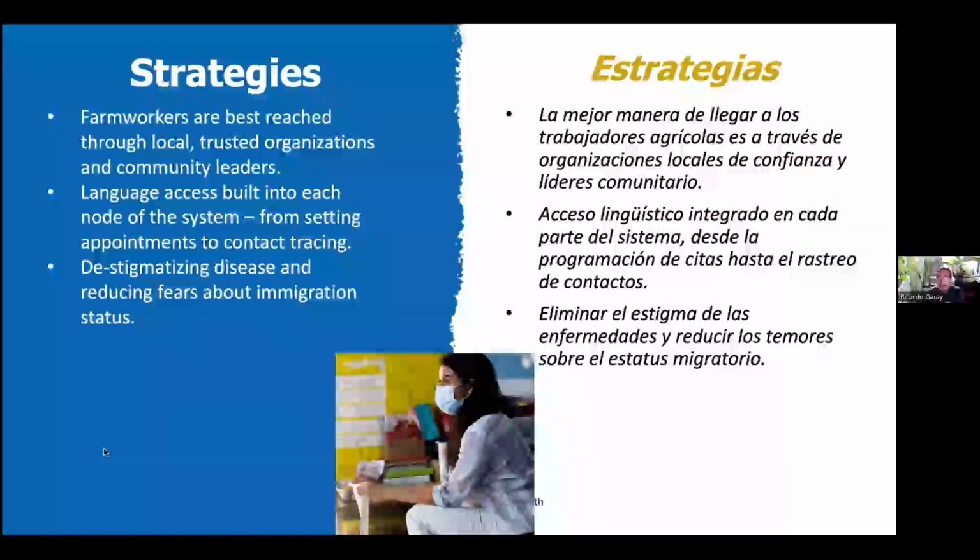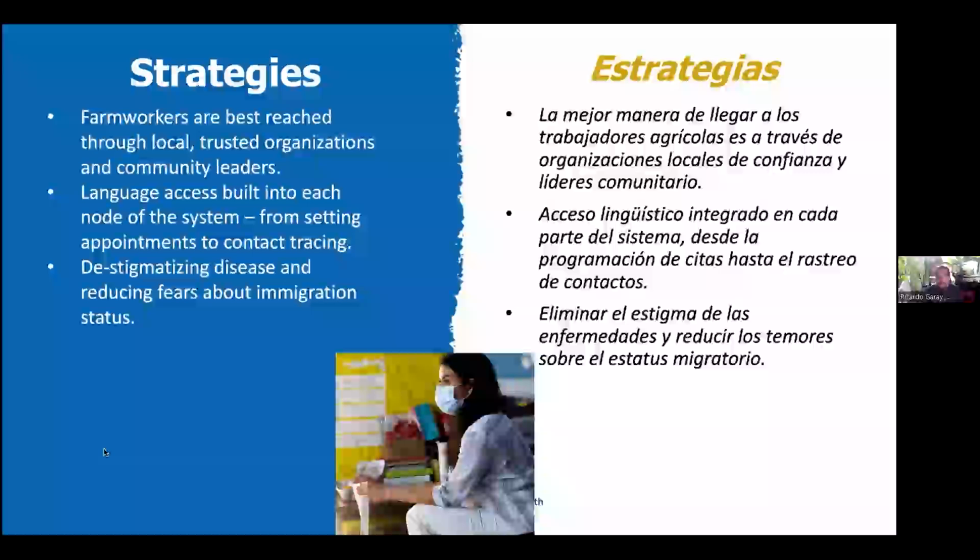In terms of strategies, the best way to reach these farm workers is through local agencies, because they have established this trust, and they have access to these contexts at the local level, and they are the ones that have forged good relationships with these communities, like you, community health workers. So these are local organizations that know the people and their background and have forged trustworthy relationships with them. And I want to repeat again the language access that needs to be built into each node of the system, not only for people to speak many languages, but to have access to different tools for these languages and these dialects, from setting appointments to contact tracing.